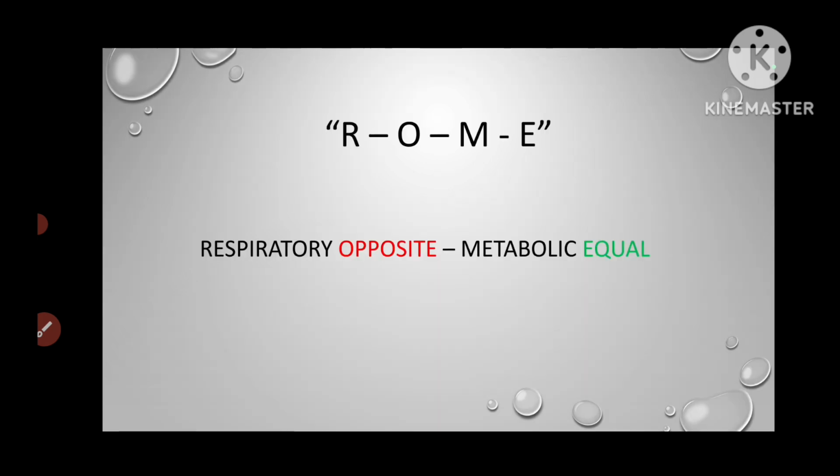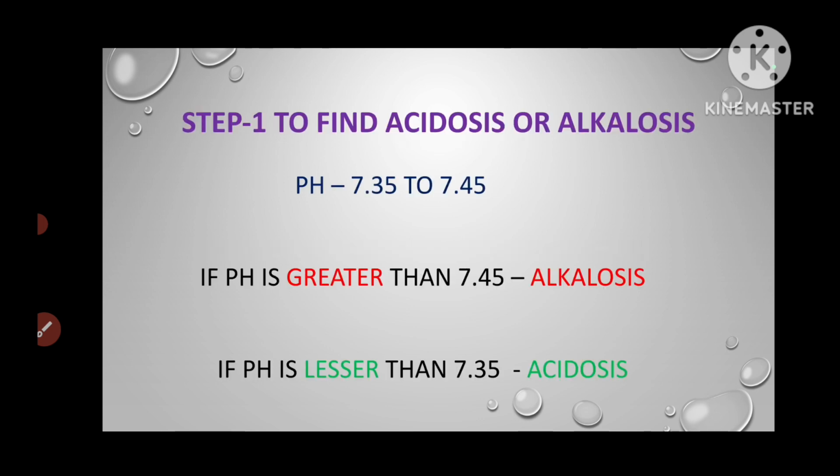In this video we are using the ROME method, which means respiratory opposite and metabolic equal. It is a shortcut method, you can use it anywhere. R stands for respiratory, O for opposite, M for metabolic and E for equal. You can remember it as ROME.